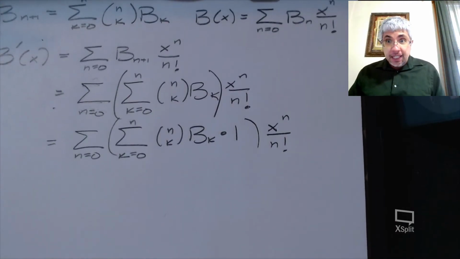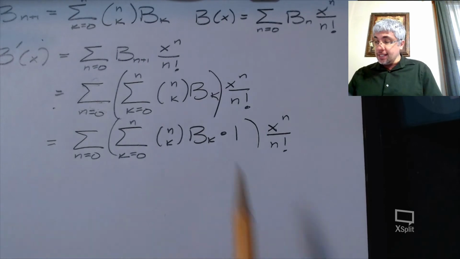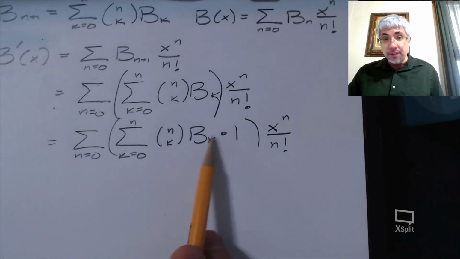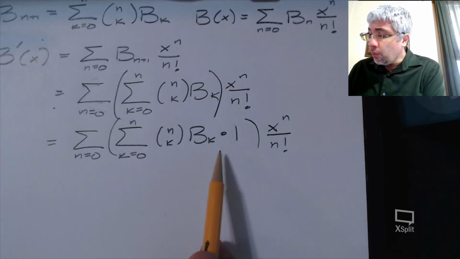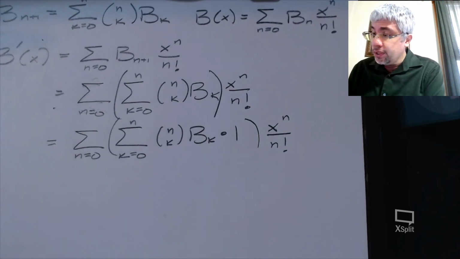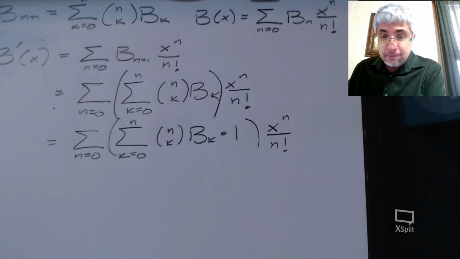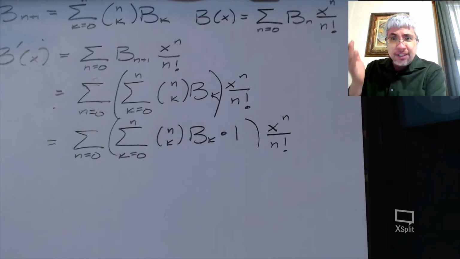Because what we need is we need a product here. That's the only thing that separates this from looking just like this. Okay, so now I've written this as a product. So what am I going to get? Well, this is going to be equal to a product of two generating functions. One is the exponential generating function with this as the coefficients. Well, that would just be b of x. The other would be the exponential generating function with 1 as its coefficients.